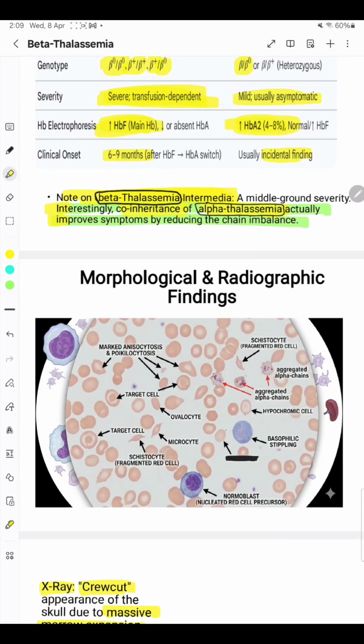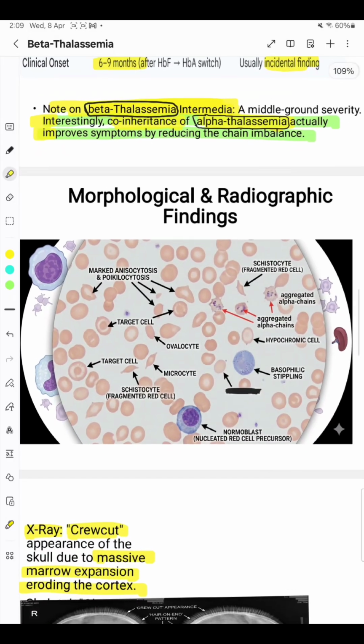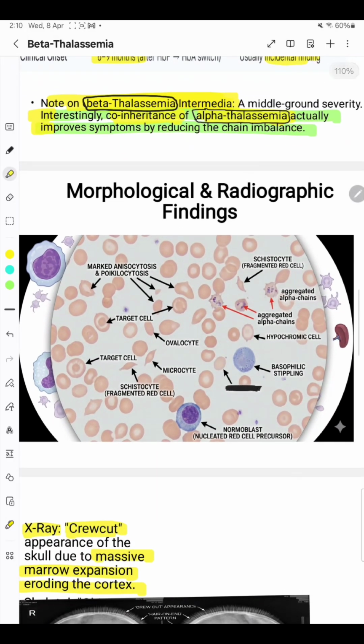Now we will see the morphological and radiographic findings in beta thalassemia. The primary cell type is microcytic hypochromic cells. Microcytic hypochromic cells along with basophilic stippling, target cells, microcytes, and variation in size and shape of the cells, which is known as anisopoikilocytosis. In the case of beta thalassemia major, excessive erythroid hyperplasia may result in the presence of normoblasts in peripheral blood.